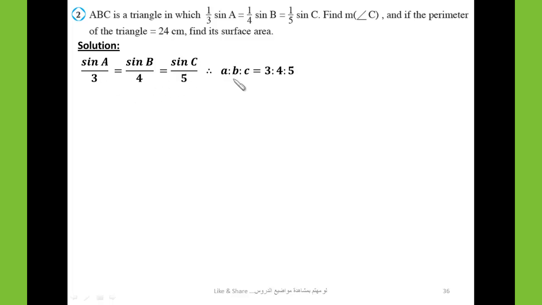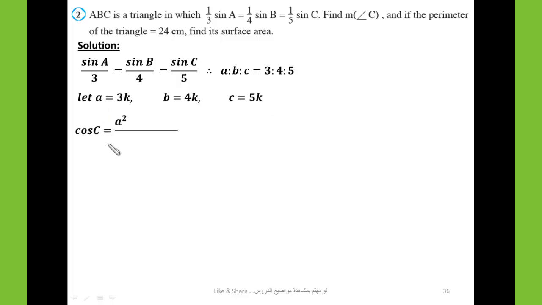And you write it a to b to c. It is the ratio between the lengths of the sides of the triangle ABC, 3 to 4 to 5. This is a ratio, not the original lengths. So let a equals 3k and b equals 4k and c equals 5k, such that k is a real positive number, not equal to 0.